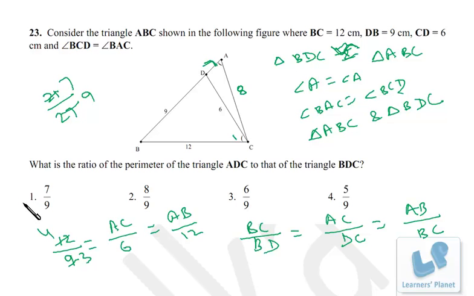So it's 7 by 9, right? I hope you are getting my point. I have proved both the triangles to be similar because two angles were the same, and that is actually AA similarity, right? If two angles of both the triangles are the same, then this is AA similarity, that is angle similarity.